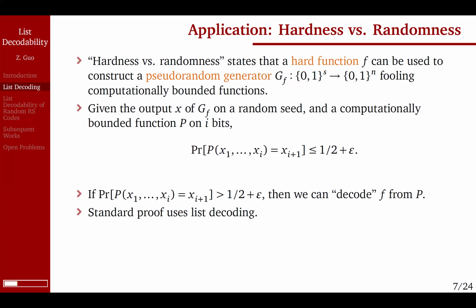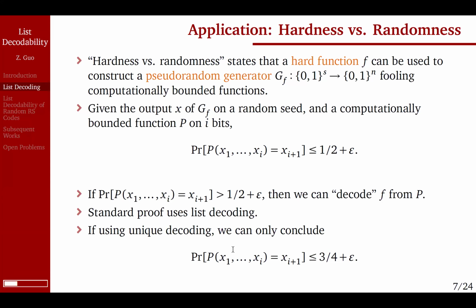That actually, in fact, is more than an analogy. The standard proof of this uses decoding techniques. And to get the best parameters, like 1/2 plus epsilon, we should use list decoding. So list decoding allows us to achieve this error of close to 1/2. Because if you use unique decoding, following this kind of proof, the best you can hope for is to only say the predictor cannot predict.